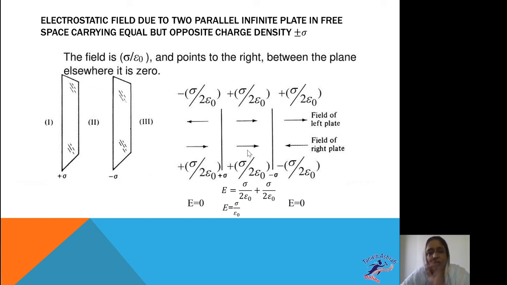Now, due to a single plate, we have said the electric field is sigma divided by 2 epsilon naught. Now we have two sheets, so sigma divided by 2 epsilon naught plus sigma divided by 2 epsilon naught. This comes out at 2 sigma divided by 2 epsilon naught, which is nothing but sigma divided by epsilon naught.